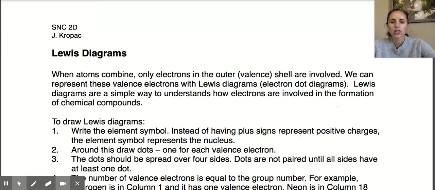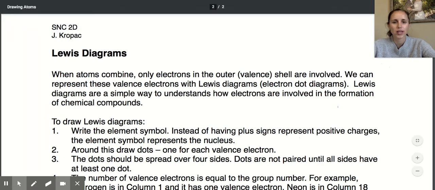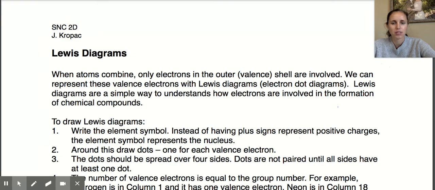So we can actually represent these valence electrons with Lewis diagrams, which are also called electron dot diagrams. Lewis diagrams are a very simple way for you to look at just the valence electrons and understand how things will chemically form compounds.